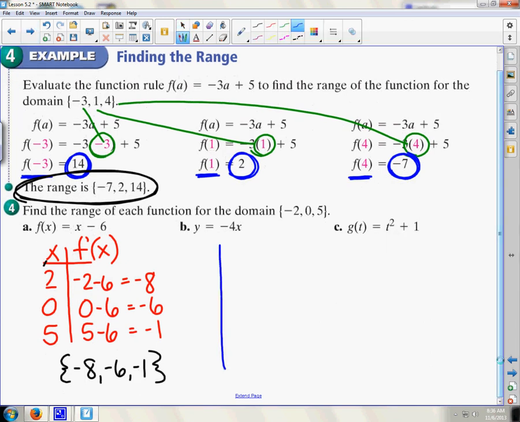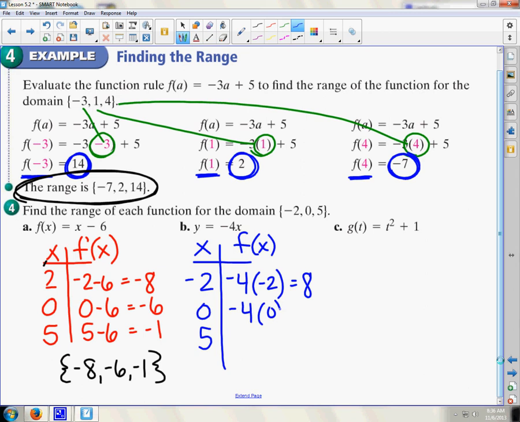All right, so I have negative 2, 0, and 5 for x, and then my function of x, or y, is negative 4 times negative 2, which is 8, negative 4 times 0, which is 0, and negative 4 times 5, which is negative 20. So my answer is 8, 0, and negative 20.